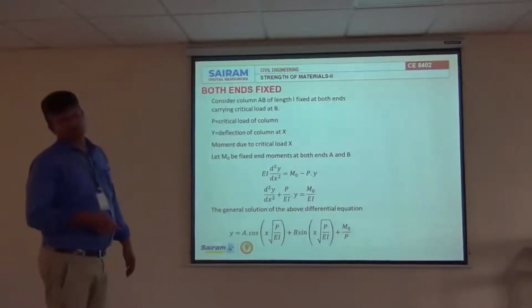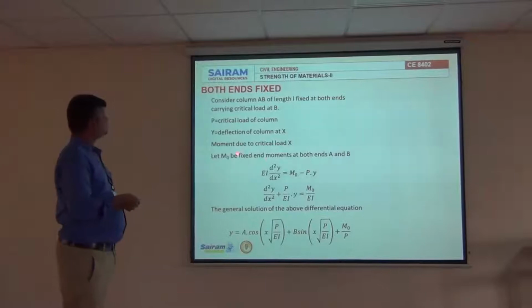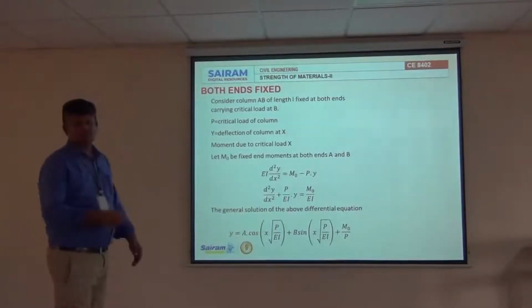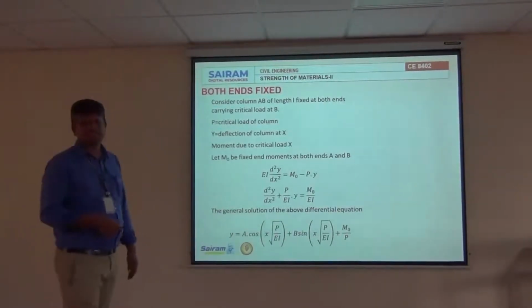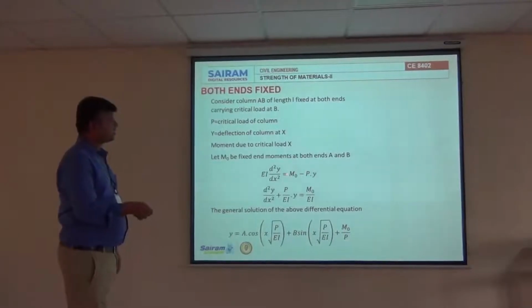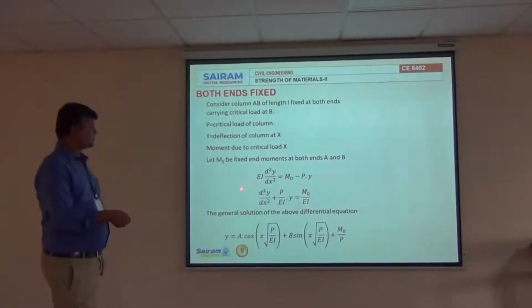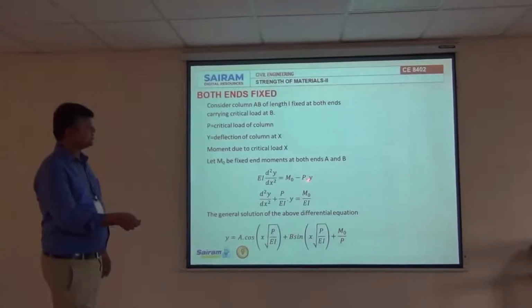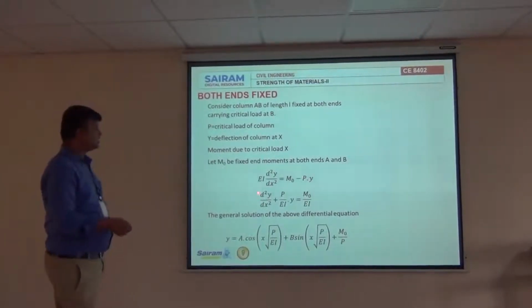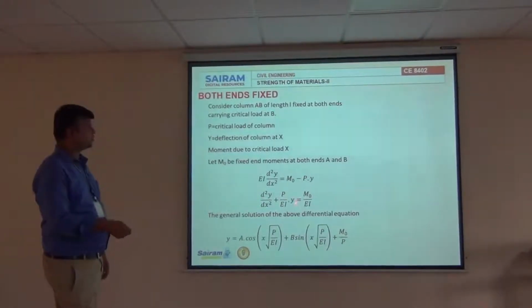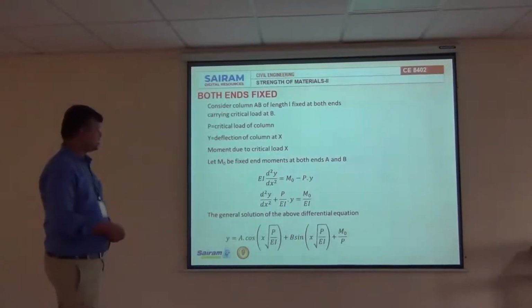So next, the third end condition: both ends are fixed. In the same way, since the end is fixed, we are getting the moment M0. The same procedure: we are dividing by EI and also bringing the minus Py to the other side. So d squared y by dx squared plus P by EI into y equals M0 divided by EI.